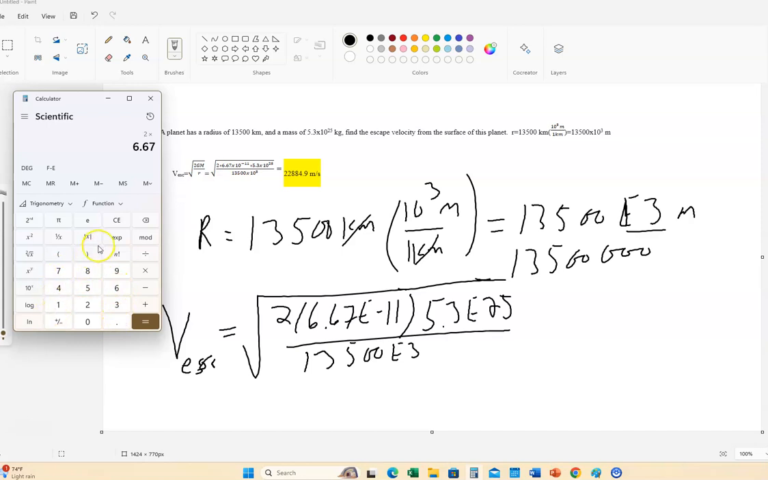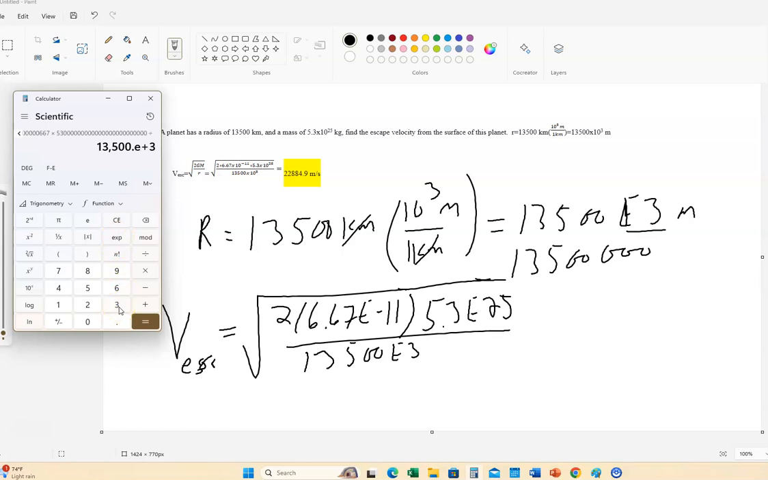6.67. I mean, normally with a regular calculator, you'd just be able to use times 10 to the minus 11th times the mass, which is 5.3, times 10. Remember, you're never hitting times, you're never hitting 10. You have to use the EE button or the EXP button, depending on what type of calculator you have, times 10 to the 25th, divided by 13500, and I could just type 3 more zeros, or it doesn't really matter. Either way, it works just fine.